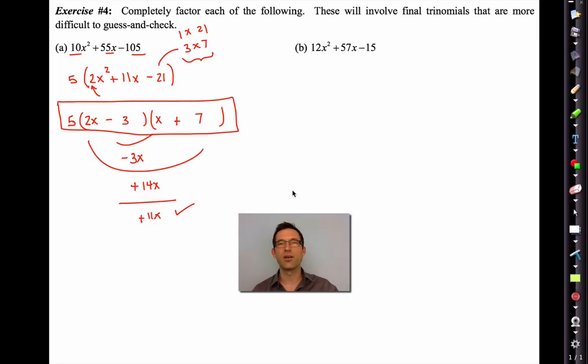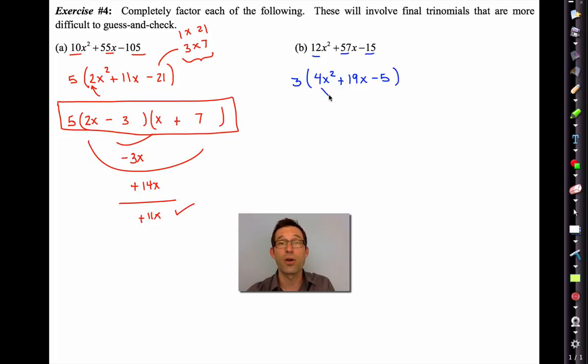All right, let's take a look. 12, 57, and 15. I'll go back to blue. I think a 3 goes into each of those. Let's see, what would that be? 4x squared. Now here I might have to have a calculator, do 57 divided by 3. I don't know, it's kind of up to you. I'd get 19x, then deal with the 15, that'd be negative 5.